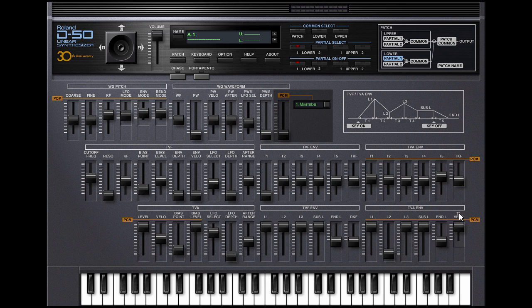Again, if I press them slower, the envelope is a lot slower. If I press them faster, the envelope gets faster. Now for the TVA. Level sets the volume for the partial. The volume can also be influenced by velocity and can get inverted if negative.